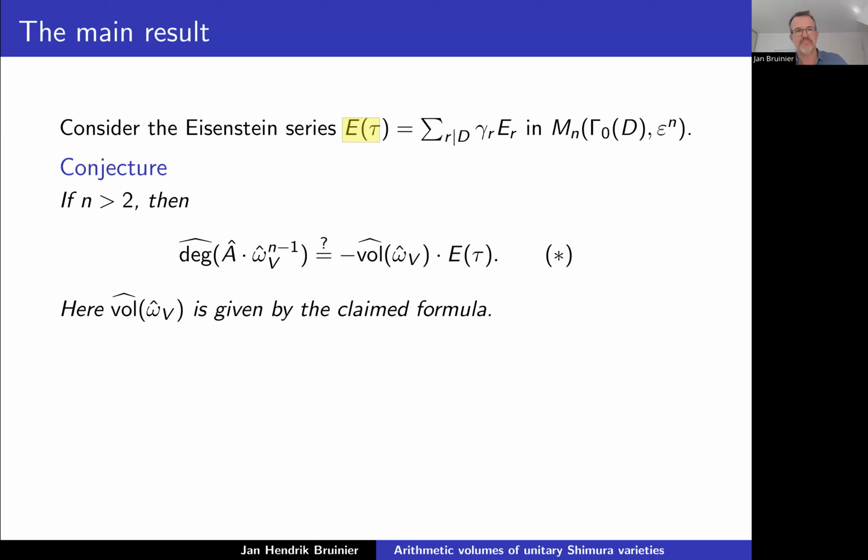And then there's a conjecture that says that this generating series that we wrote down on the previous slide should be simply a multiple of this Eisenstein series. And the proportionality factor should be the arithmetic volume. And also part of this conjecture is that the arithmetic volume should be given by the formula that was claimed earlier.